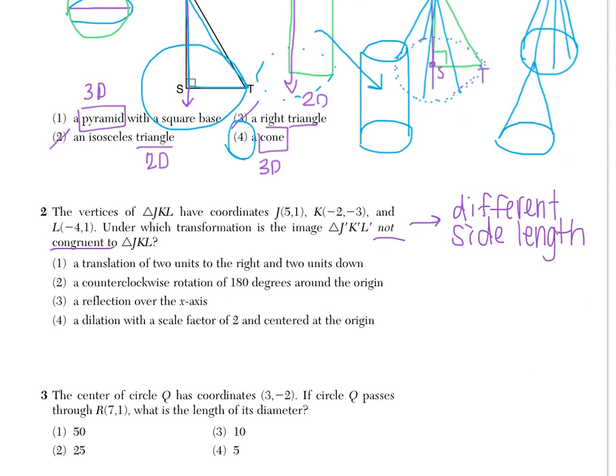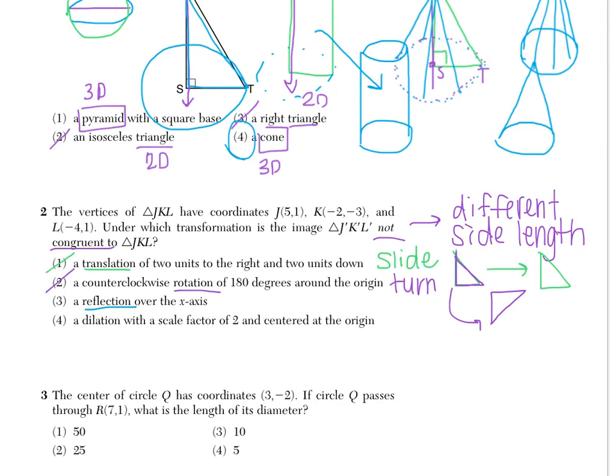Each of these choices, 1 through 4, has a different transformation performed. A translation is a slide. So when I slide a triangle from here to, say, over here, the side lengths remain the same size. So 1 is not our choice. Number 2 talks about a rotation of 180 degrees. A rotation is just a turn of an object. So if I start with the triangle here and I just turn it 180 degrees, obviously that's not a great sketch, but if I rotate, the object still stays the same size. So rotation is not going to create triangles that are not congruent.